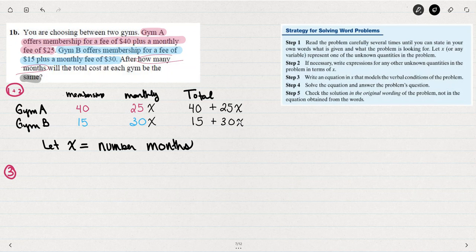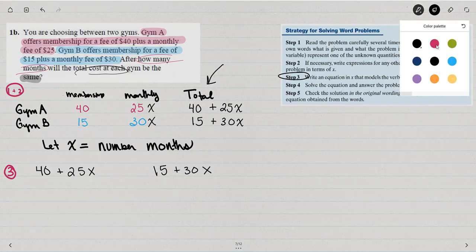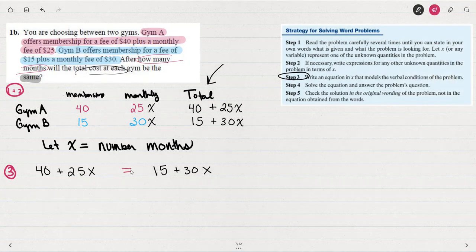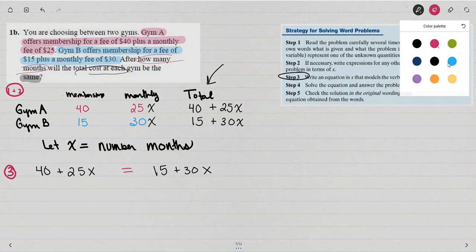So when we move to writing an equation, what we want to do is look at this last statement. After how many months will the total cost, so that's this, be the same? So if we're saying that each of these two totals is the same, what we're going to write as the equation is the 40 plus 25x and the 15 plus 30x are going to be equal. We're going to find x when those two are equal.